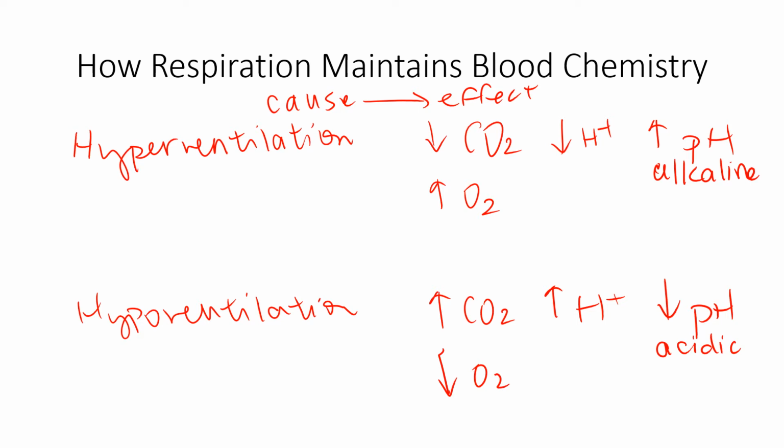So I know it's tempting to memorize this, but I would really encourage you to walk this through and talk it through, because if you memorize it, all it takes is a little bit of confusion and then you get the whole thing backwards. So you want to just use common sense of saying, okay, what happens when I breathe too fast, or what happens when I breathe too slow? These are the changes that we expect to see in our blood chemistry.